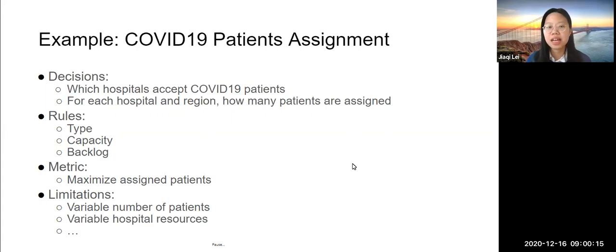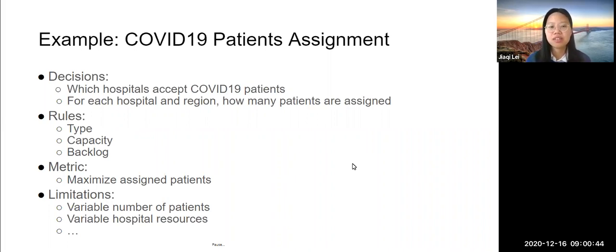The last rule is the backlog. We are given the total number of patients that need to be assigned, and the assigned patients will not exceed the backlog. The next section is the metric. In this model, our goal is to assign as many patients as possible. Since we have a rule called backlog, the best case is that all the patients in the backlog will be assigned. This model still has some limitations.